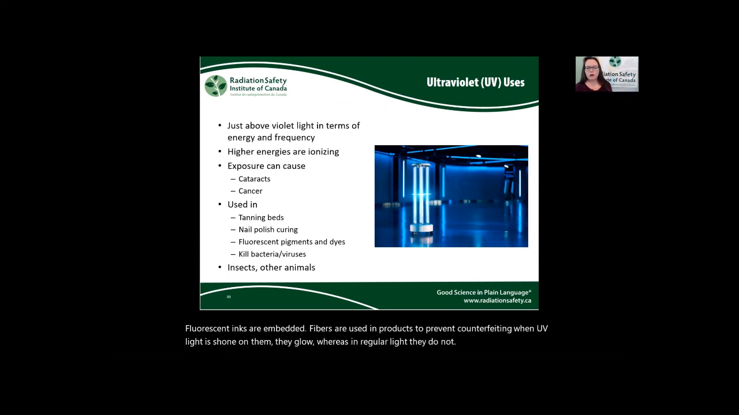UV is also used to sterilize surfaces and liquids, killing bacteria and viruses. The light needed to sterilize is energetic enough to increase your risk of getting cancer, so radiation safety principles must be in place for users. Some insects can see ultraviolet, as well as some mammals and birds. They can see patterns in nature which are invisible to us.